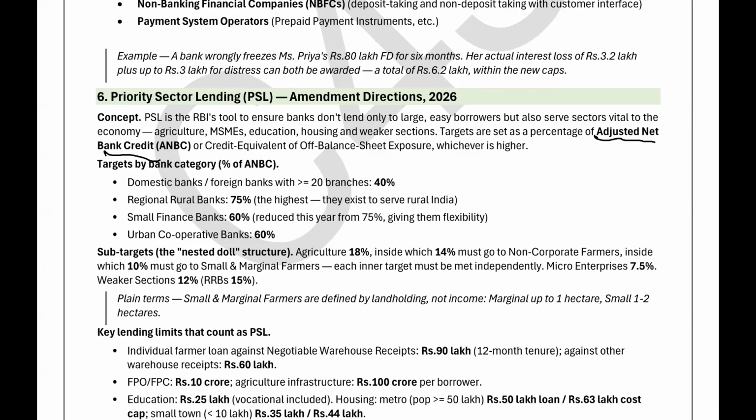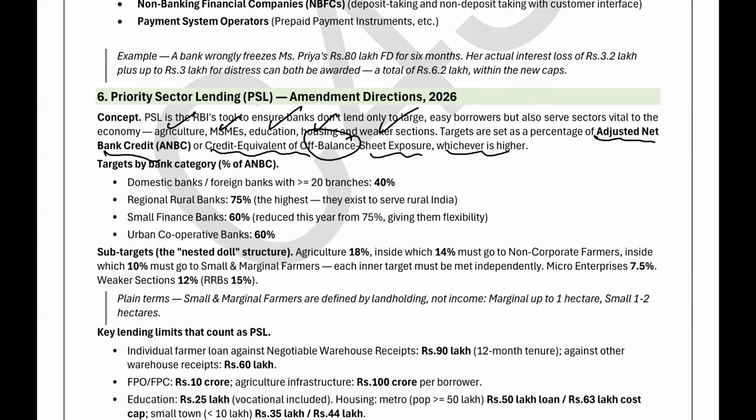मैंने बहुत डिटेल में ये PSL समझाया अपने RBI Grade B course में. Only in 10 to 15 minutes, I can't explain each and every term, right? So try to understand which sectors, that is agriculture, MSME, education, housing, weaker sections, right? Which are targeted at a set percentage of A and B, C, ठीक है? Or credit equivalent of off balance sheet exposure, whichever is higher, right? That is CEOBSE. You can read it everywhere.